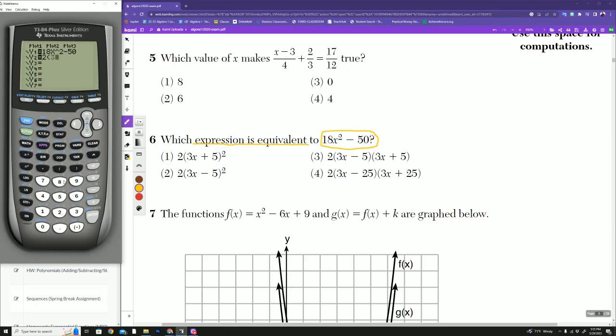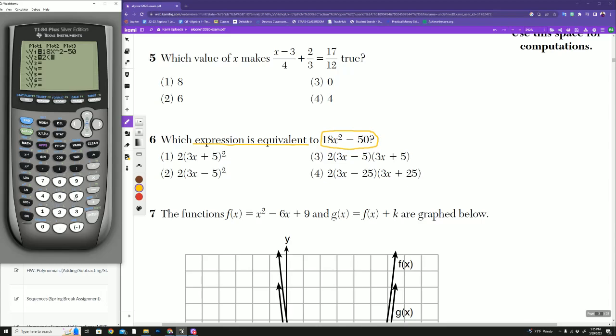2 times 3x minus 5 to the second power. Let's see, second table. I have negative 50 and 50. I have negative 32 and 8. They're not equivalent again. So let's go back. It's not option 2. Let's go to option 3.